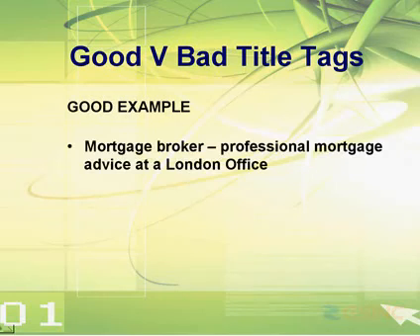Here is a better example of a title tag. Mortgage broker, professional mortgage advice at a London office. This might be a keyword, mortgage broker, and can be included. So too might be mortgage advice, or even mortgage London. This title tag manages to put the information in a concise form, does this in under 63 characters, and makes sense to someone reading it.